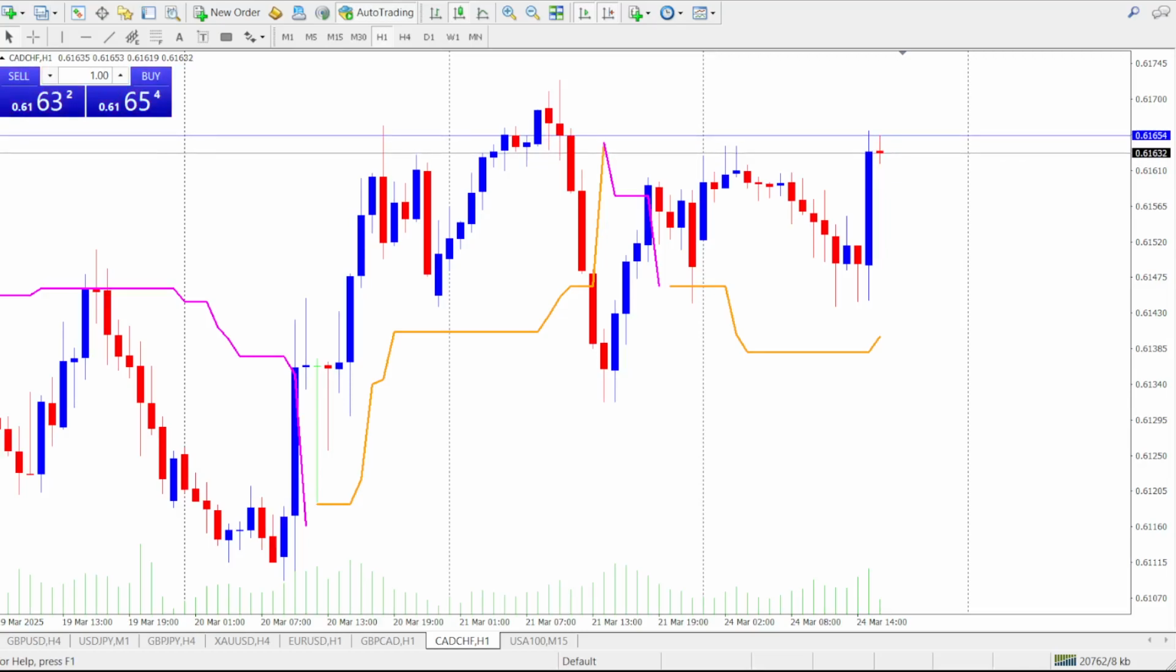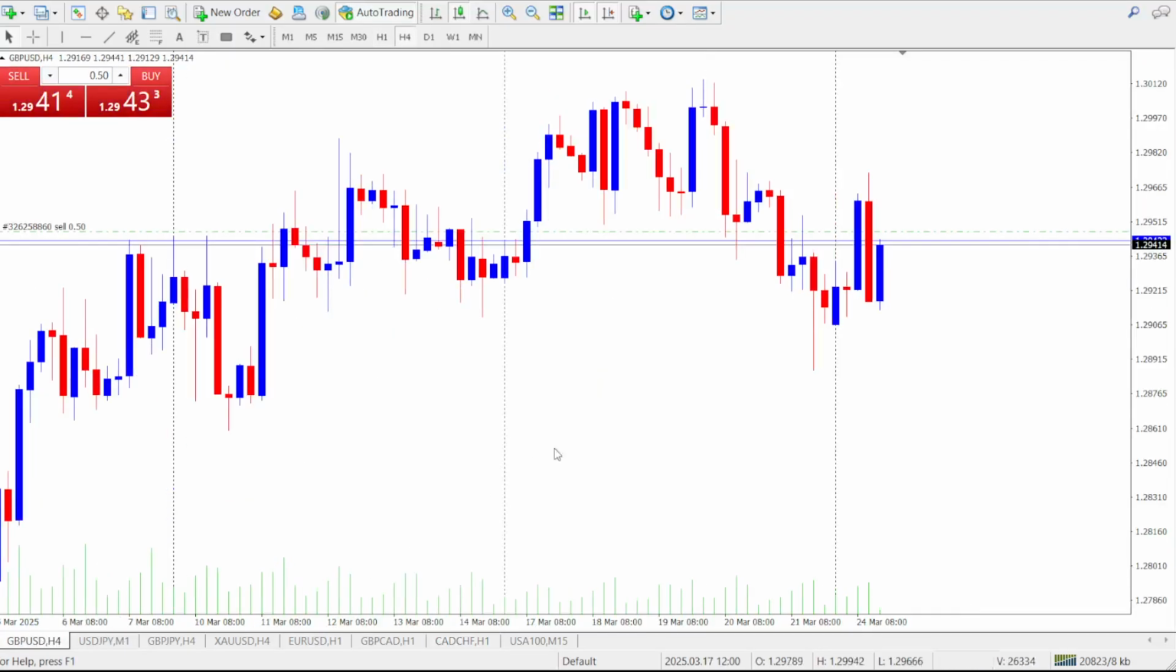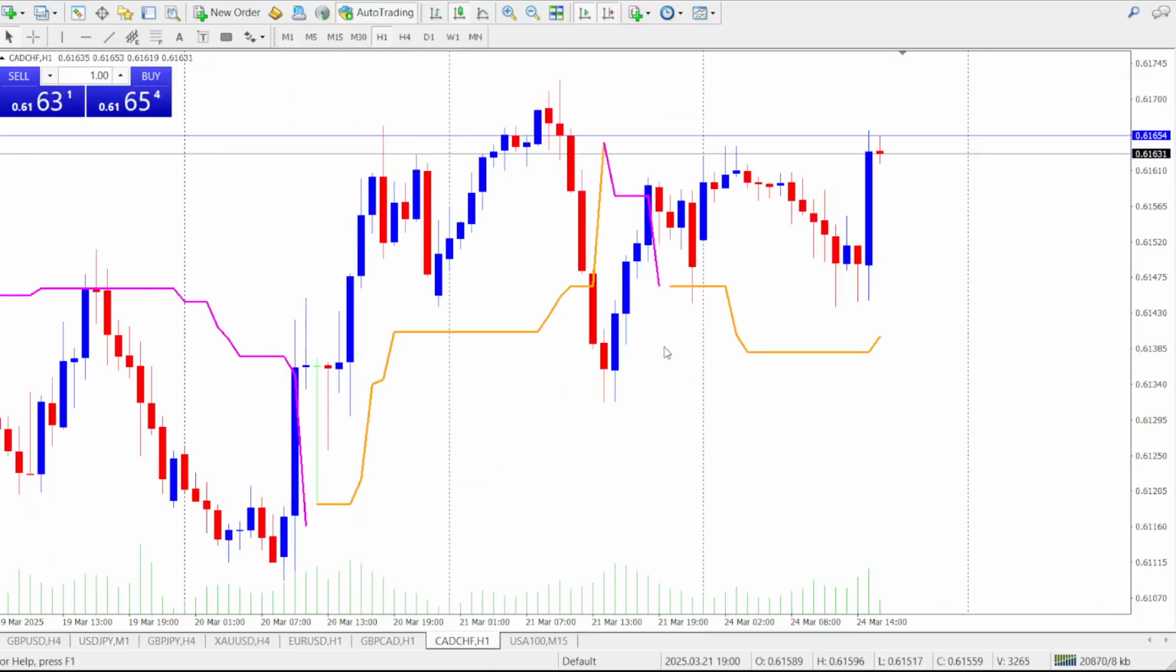Well, this indicator is based on the ATR, the average true range, which measures market volatility. So it can help you to effectively identify good positions for your stop loss and take profits.